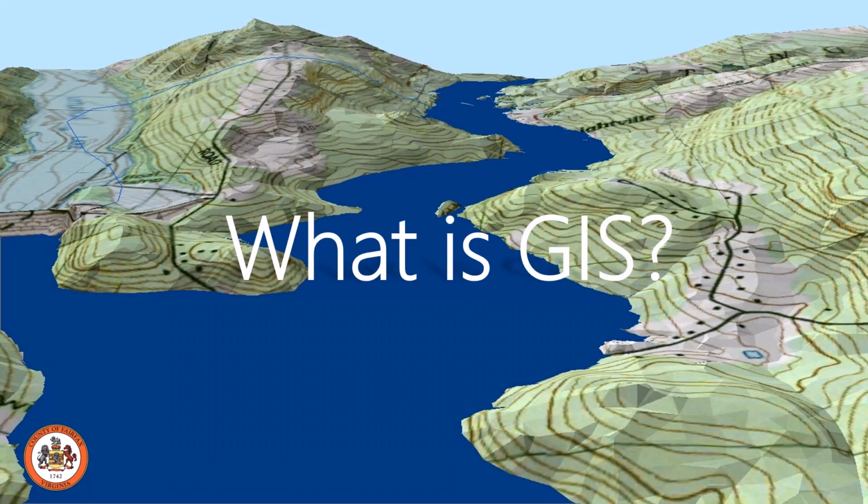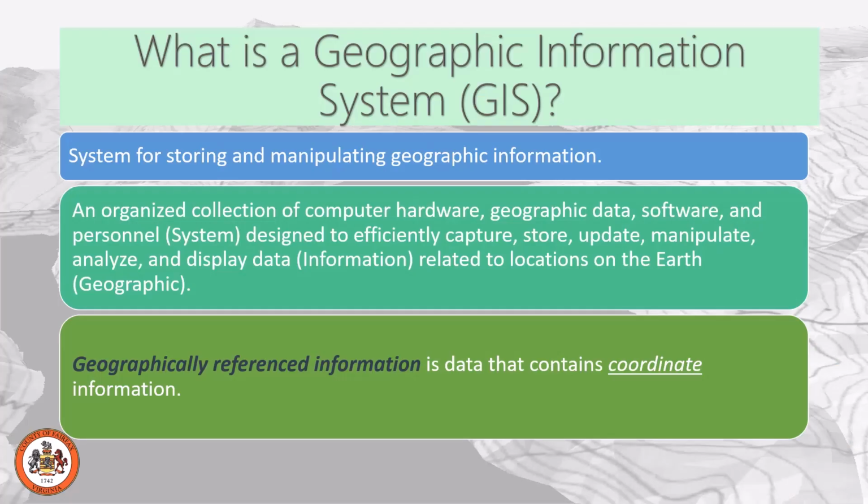So what exactly is GIS? Well, it's an acronym and it stands for Geographic Information System, or systems. But that's not entirely helpful by itself, so let's expand on that. It's an organized collection of hardware, data, software, and personnel. That's the system part. Designed to effectively capture, store, update, manipulate, analyze, and display data or information related to locations on the Earth's surface. That's the geographic part.